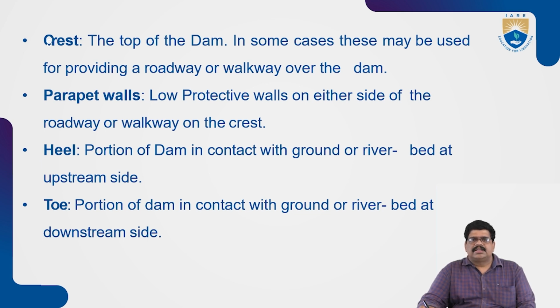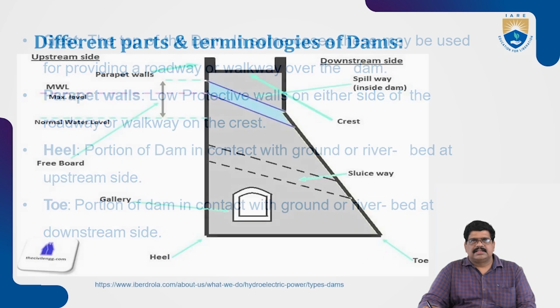Two sides can be used for safety purposes in a road which is constructed. As I discussed above, the sides of the walls can be constructed and used. Next, heel. Let us see that on the diagram.